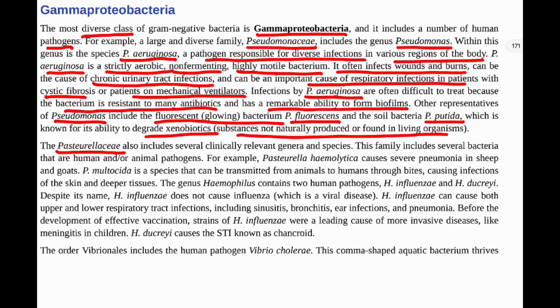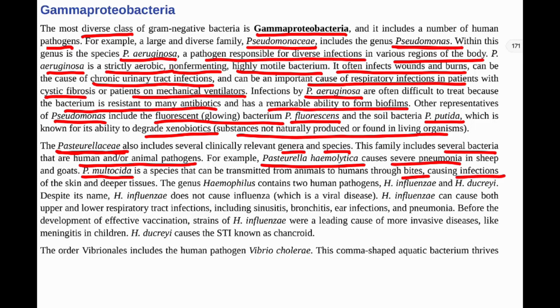So again, we're talking about Gammaproteobacteria, and we're giving examples of that. So we have our Pseudomonas genus, and now we're talking about the Pasteurellaceae family. This family includes several bacteria that are human and/or animal pathogens. For example, we have Pasteurella haemolytica, which causes severe pneumonia in sheep and goats. We have P. multocida, a species that can be transmitted from animals to humans in bites, causing infections in the skin and deeper tissues.